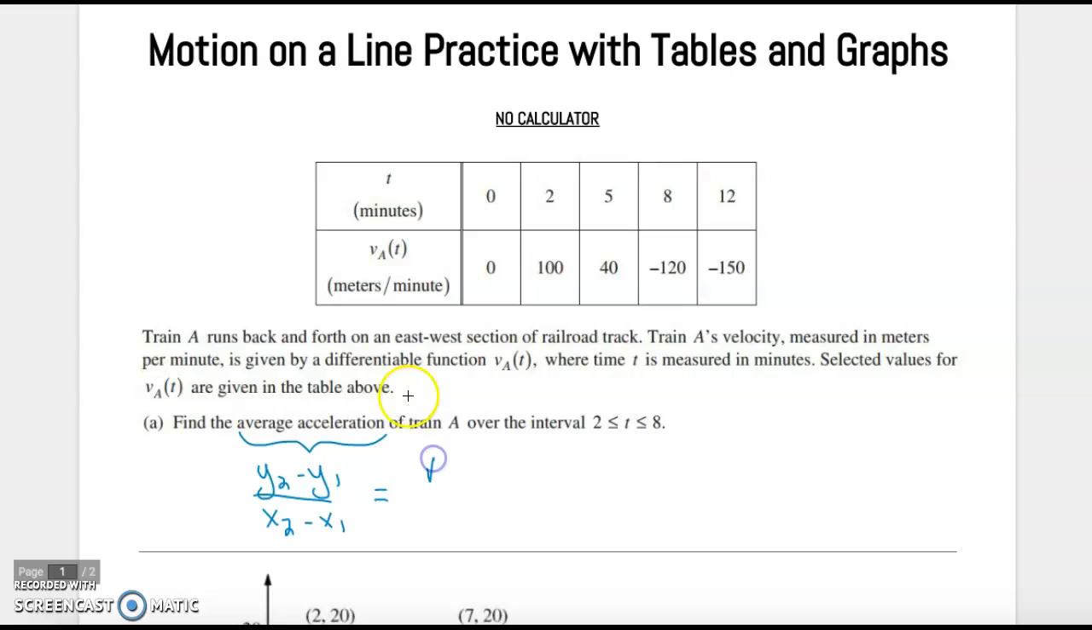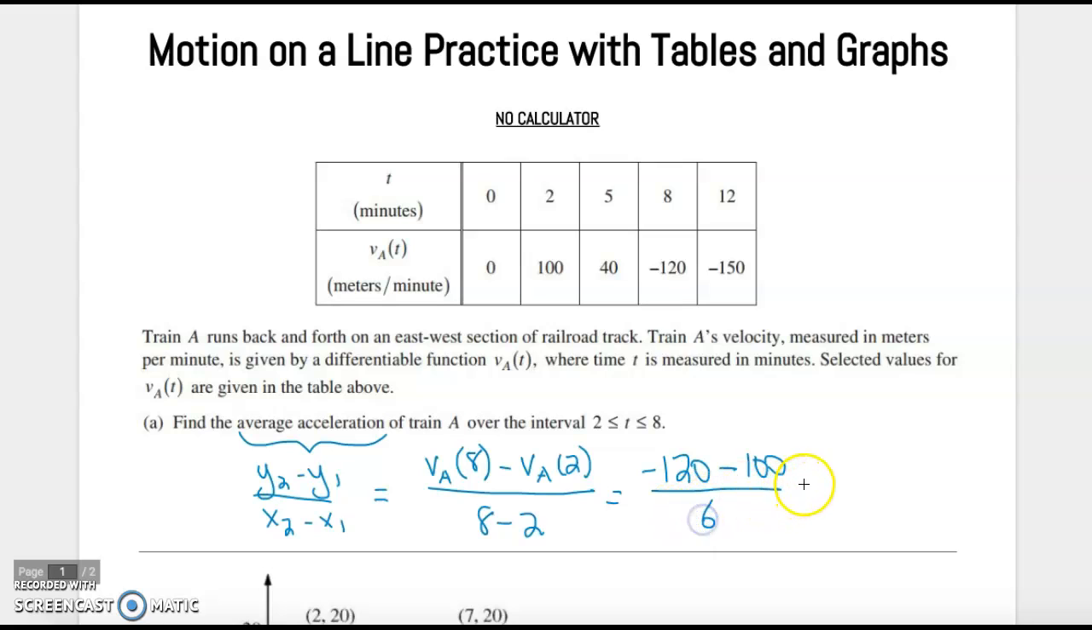So we're going to find v sub a of 8, because we want to do it from 2 to 8, minus v sub a of 2, all over 8 minus 2. This would be the change in velocity over time, so this would be the average acceleration. And so we use our table to do that. So v sub a of 8 would be negative 120. V sub a of 2 would be 100, and then 8 minus 2 is 6, so we're left with negative 220 over 6, or in a more reduced fraction, negative 110 over 3.